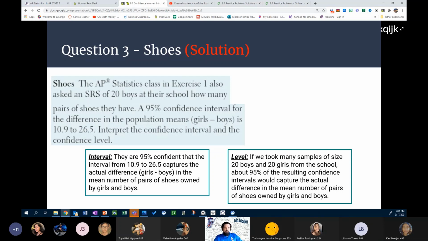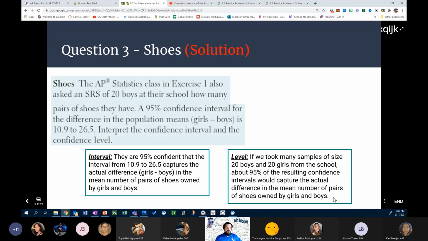And so if you had something along those lines, they're 95% confident that the interval captures the actual difference in the means. You're good. For the confidence level, if we took many samples of size 20 boys and 20 girls from the school, about 95% of the resulting confidence intervals from those samples would capture the actual difference in the mean number of pairs of shoes owned by girls and boys.